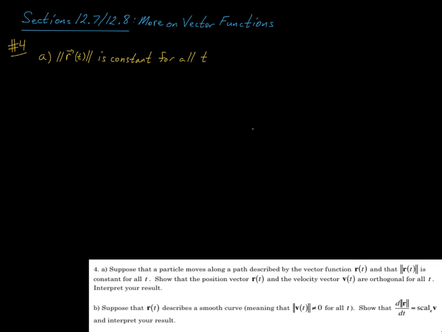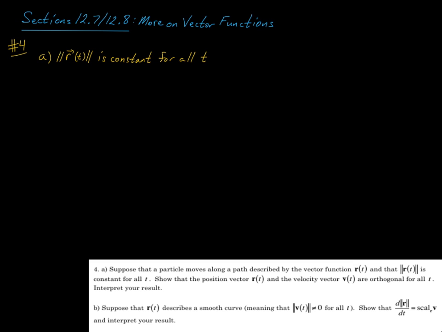Okay, in this video we're going to look at question number 4, and part A says, suppose that a particle moves along a path described by the vector function r of t, and that the magnitude of r of t is constant for all t. Show that the position vector r of t and the velocity vector v of t are orthogonal for all t. Interpret your result.